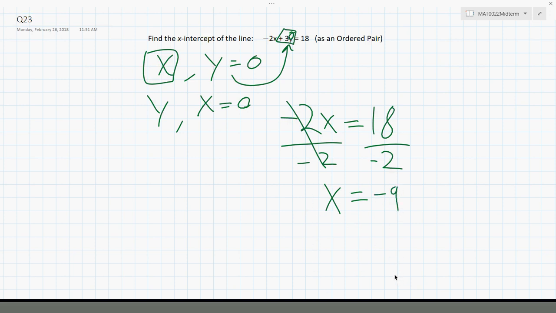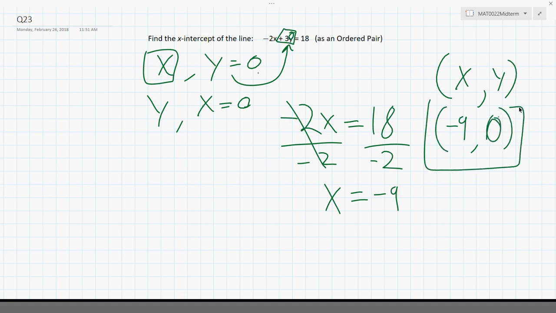Now I'm looking at this and going, okay, that's the answer, but they want it as an ordered pair. Ordered pair is requiring us to have one x value and one y value. So we know our x value is negative 9. What's our y value? 0. That's right. We already said it was 0. So we're going to put that 0 in there real quick. And we're going to say that's our ordered pair.